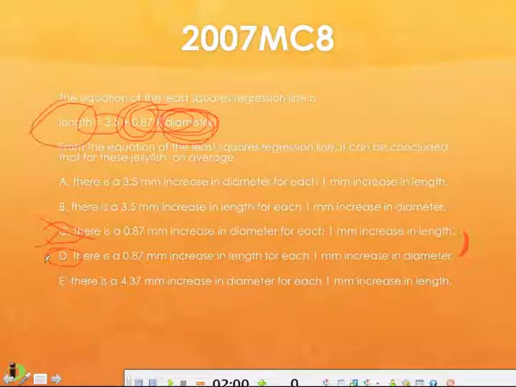All right, sorry about that. Why are we ignoring 3.5? Because they're only talking about an increase. And 3.5 doesn't change. 3.5 is the y-intercept. That's where it starts. So as you approach no diameter, you get close to 3.5 millimetres in length. But they haven't mentioned that there. Where did they pull 4.37 from?